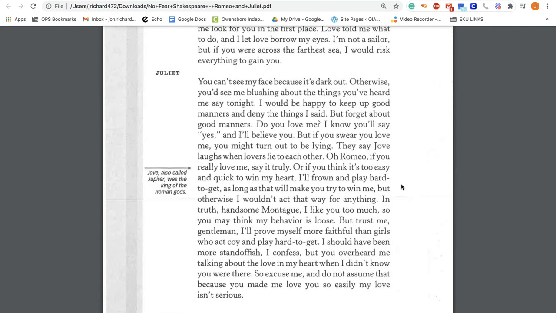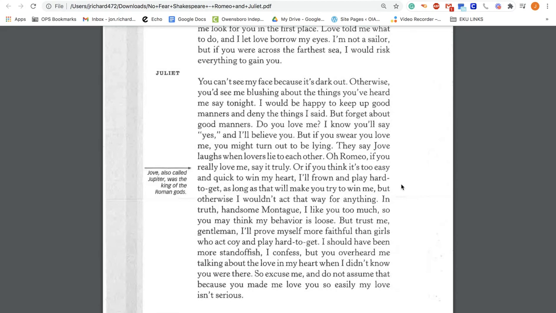Oh, Romeo, if you really love me, say it truly. Or if you think it's too easy and quick to win my heart, I'll frown and play hard to get, as long as that will make you try to win me. But otherwise, I wouldn't act that way for anything. In truth, handsome Montague, I like you too much.